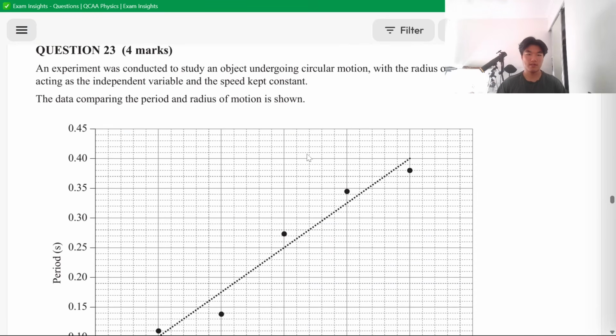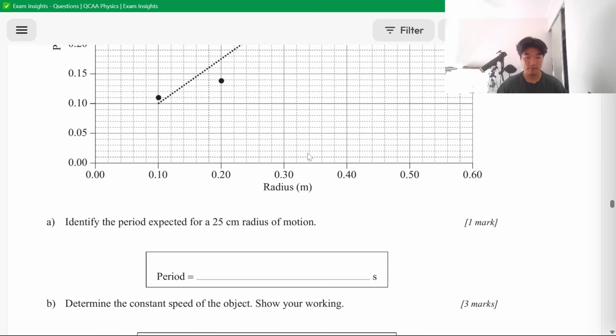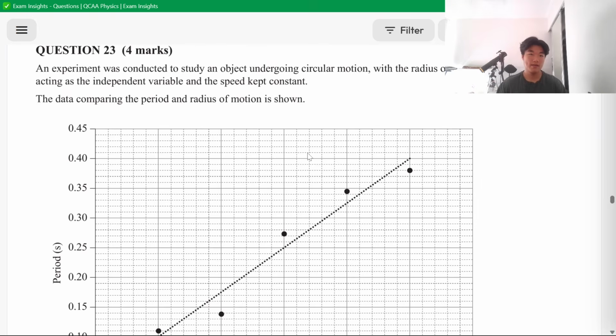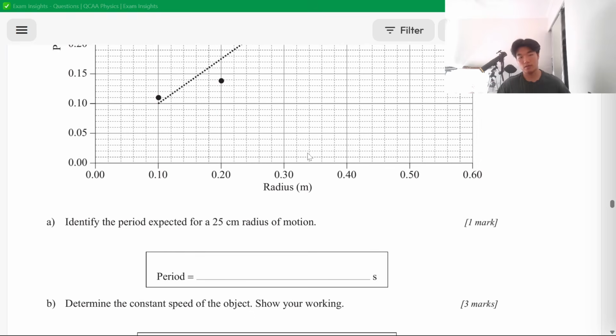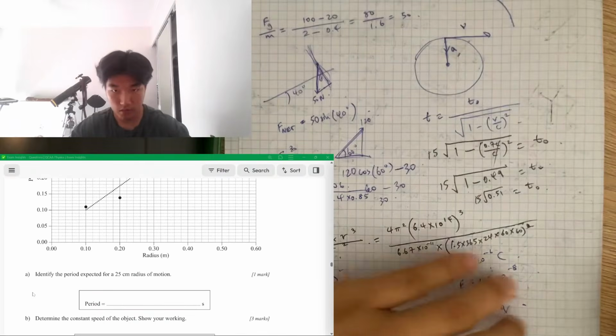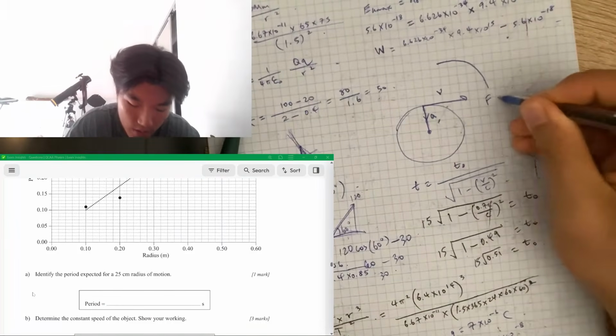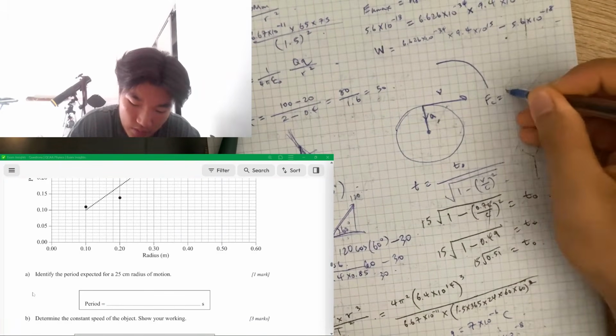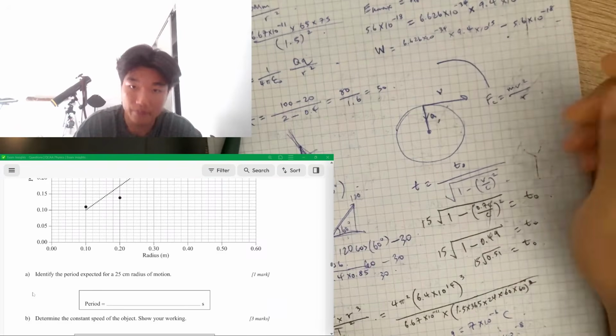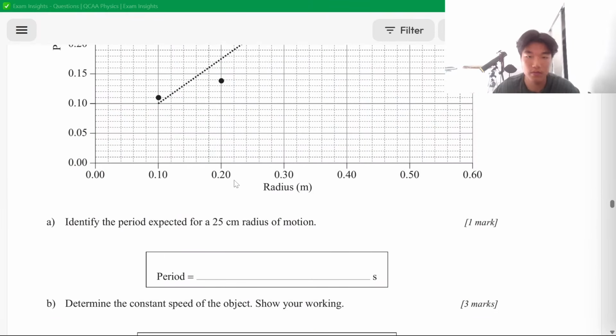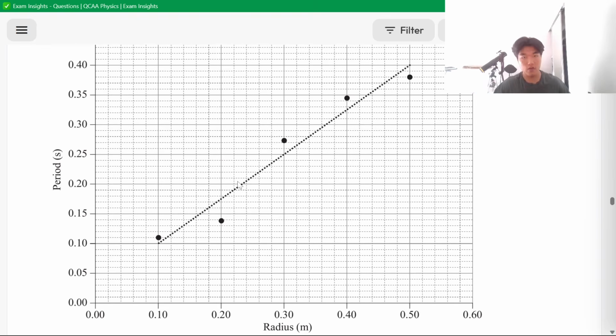An experiment was conducted to study an object undergoing circular motion with the radius of motion acting as an independent variable and speed kept constant. The data comparing the period and radius of motion is shown. Okay. We're dealing with circular motion, so immediately we should be thinking of our formula sheets. Fc equals mv squared over r. Right? So if we have a graph.